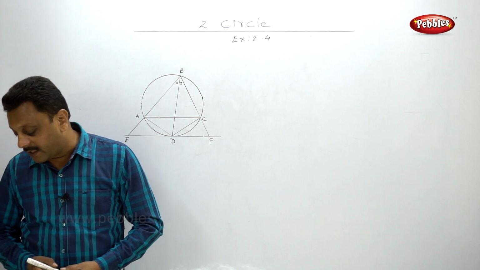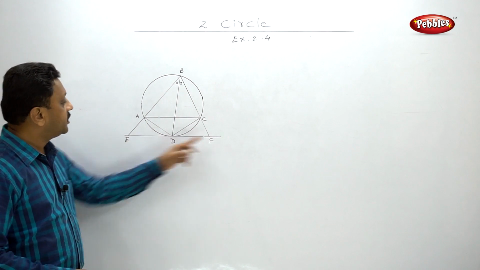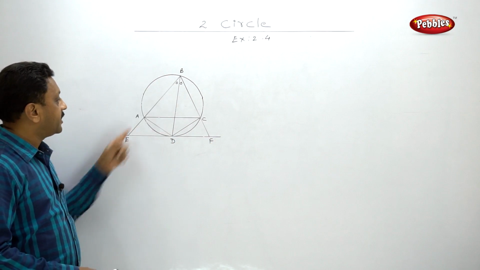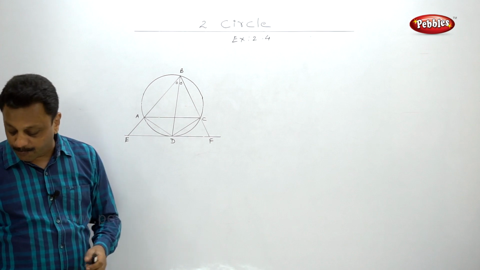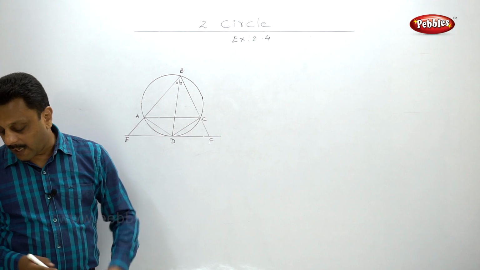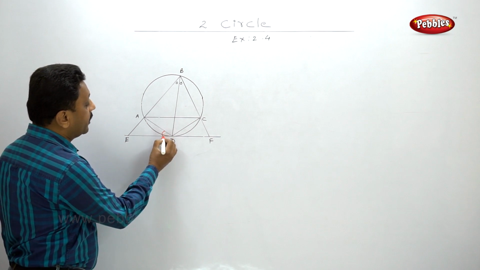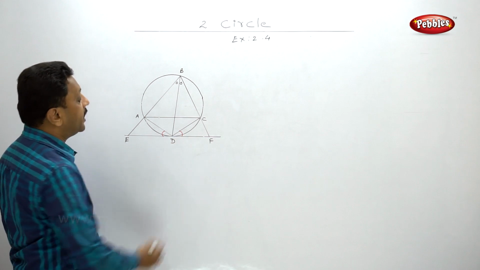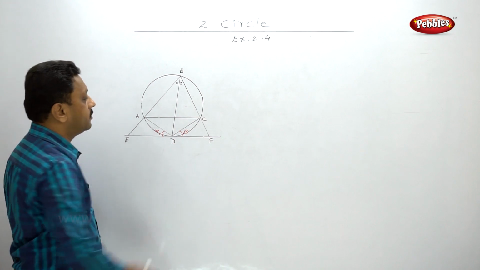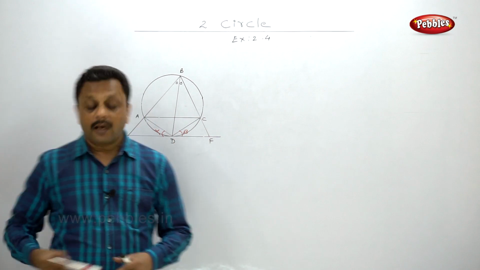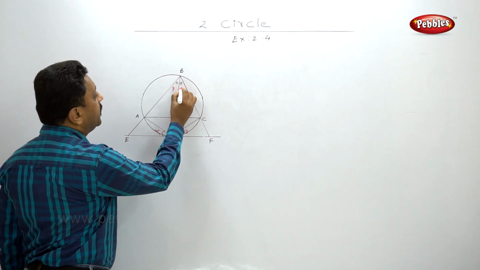The tangent at D intersects lines AB and BC in E and F. This is the tangent, and it intersects these two lines in E and F. We have to prove that angle EDA is equal to angle FDC. EDA, this angle, is equal to this angle. That is what we have to show. Let us call these alpha and beta. Okay, and let us call these angles P and Q.